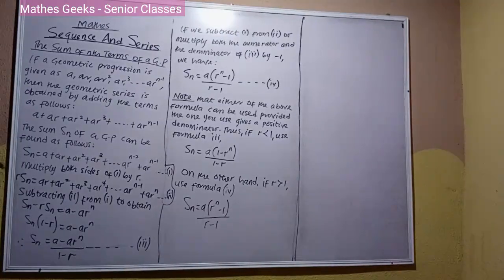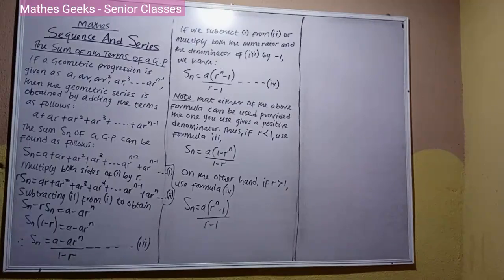In this video, we're going to look at the sum of nth terms of a GP. So if a geometric progression is given as a, which is the first term, ar the second term, ar^2 the third term, ar^3 the fourth term, all the way down to ar^(n-1), which is the nth term, then the geometric series is obtained by adding the terms as follows.